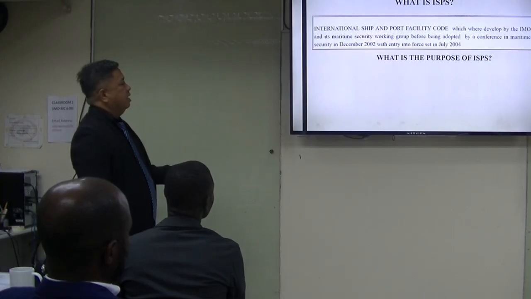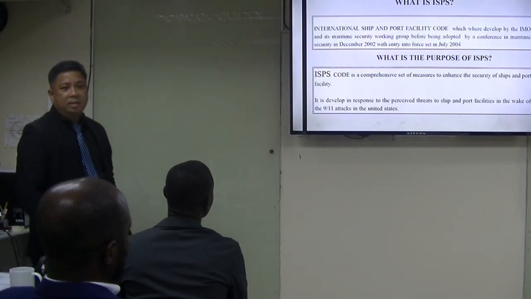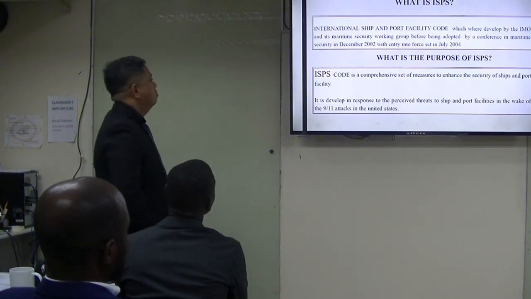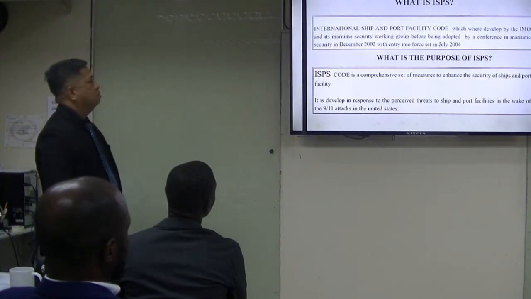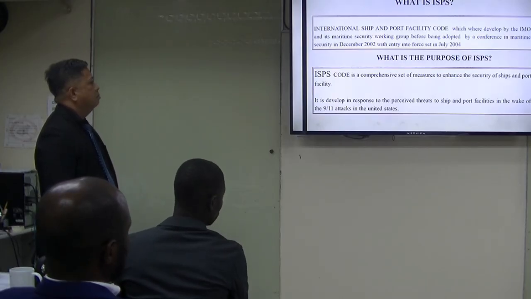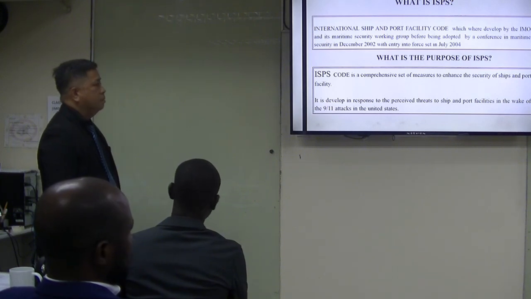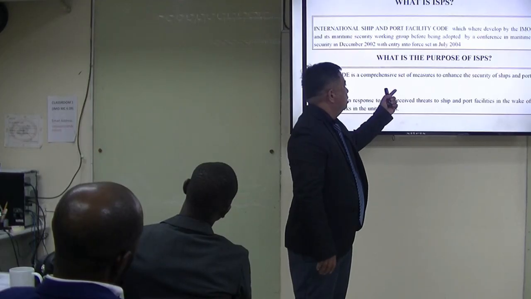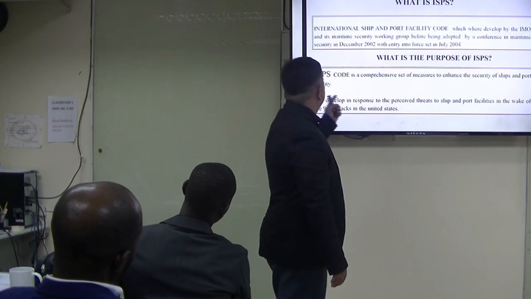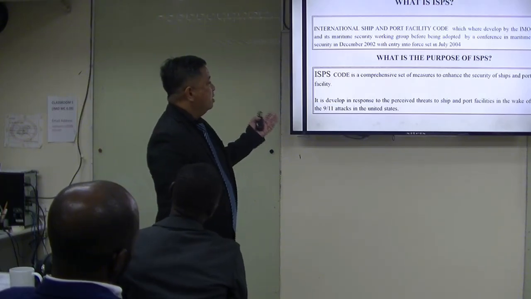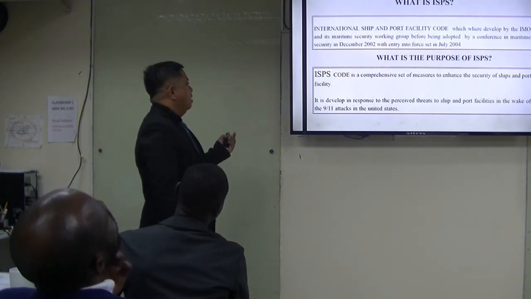So the purpose of this ISPS is, can you read it, please, sir? The ISPS Code is a comprehensive set of measures to enhance the security of ships and port facilities. It was developed in response to the perceived threats to ships and port facilities in the wake of the 9/11 attacks in the United States. Thank you. So it means that it is a comprehensive set of measures to enhance the security of ships and port facilities, developed in response to threats in the wake of the 9/11 attacks in the United States.